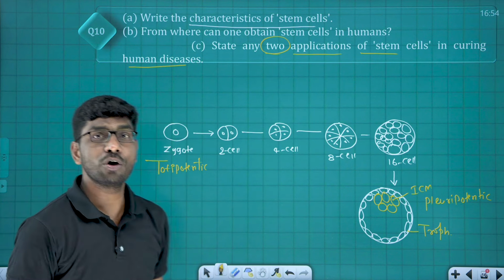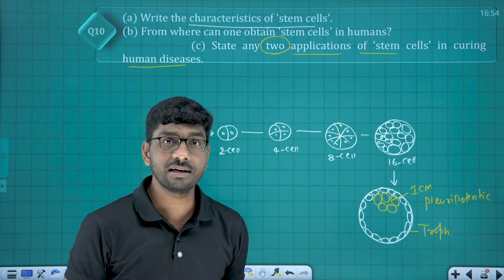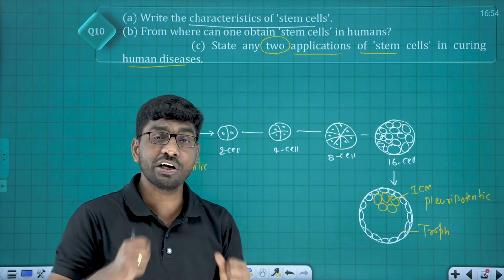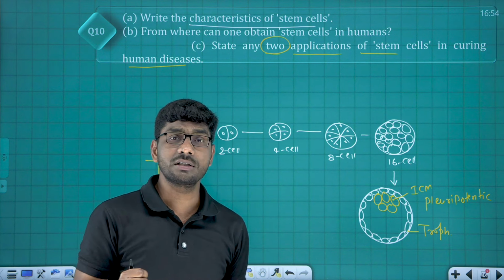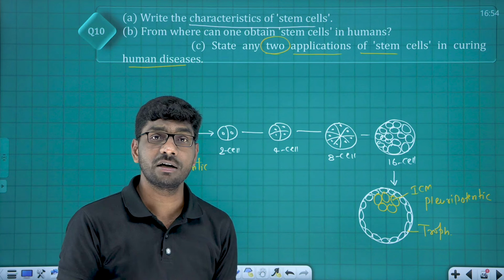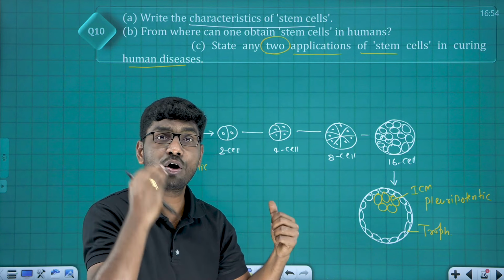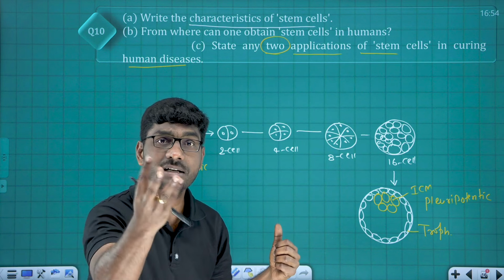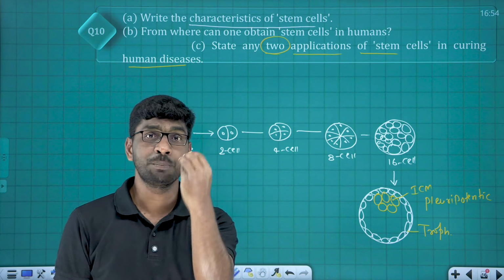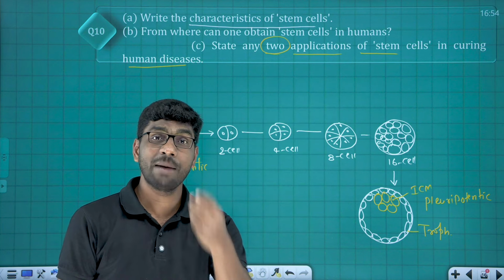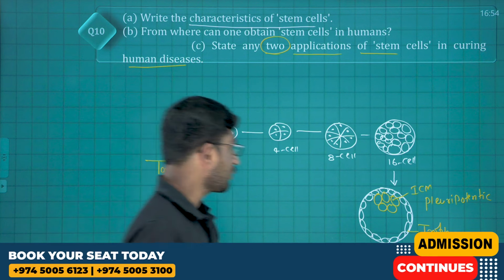Stem cells can help cure diabetes, genetic diseases, spinal cord injury, and gene disorders like cystic fibrosis. Okay, pancreatic cancer too. These are all applications. These stem cells can help cure genetic problems, cancer, mutational problems, spinal injury problems, and diabetic problems. You can write all these applications. Okay, next question.